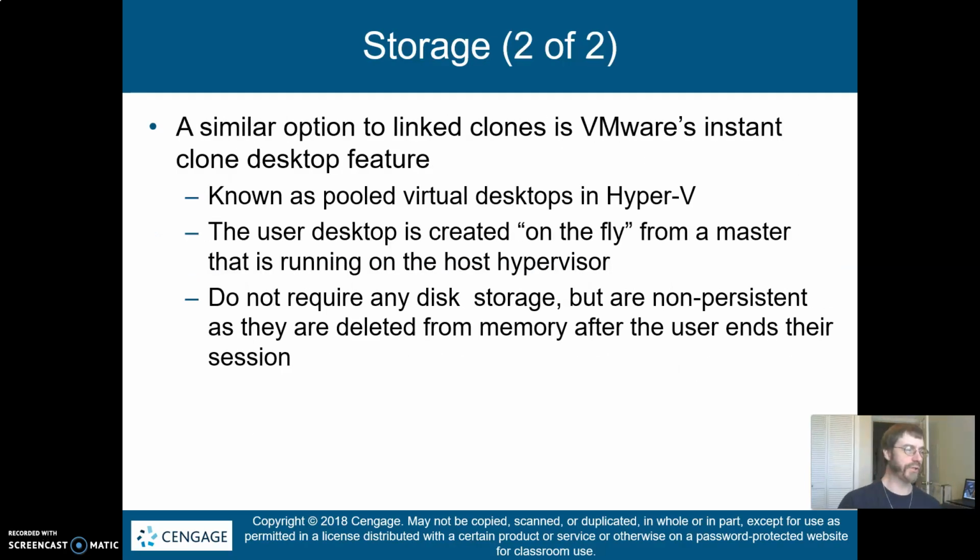Now, another option, in addition to our linked clone differencing disk feature, is the instant clone desktop. Hyper-V calls this a pooled virtual desktop. Basically what you'll do is you've got a master, a template, on the host hypervisor, and the system spins it up as needed. This doesn't take any extra disk storage because these things are non-persistent. That's another thing you can do to manage your storage. Decide on the basis of what kind of user you're supporting whether that needs to be persistent or non-persistent. And non-persistence is actually one of the features that makes virtualization so powerful.